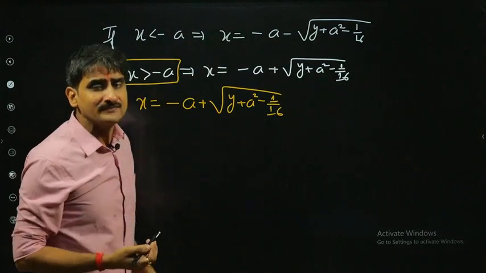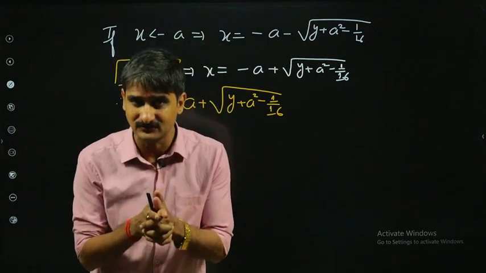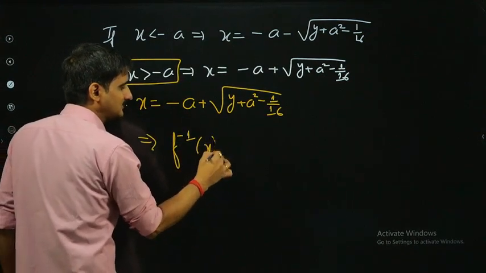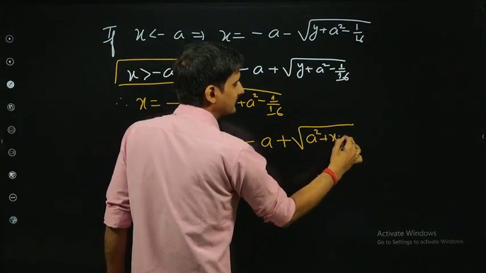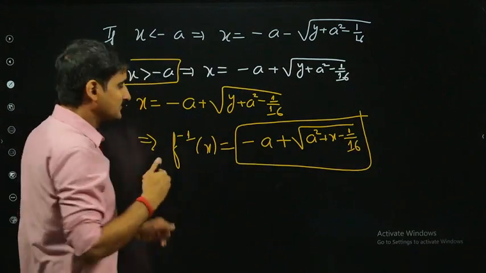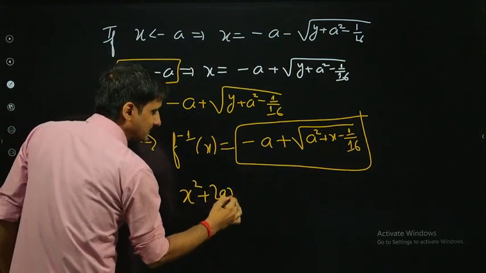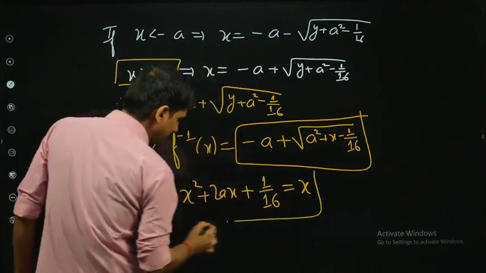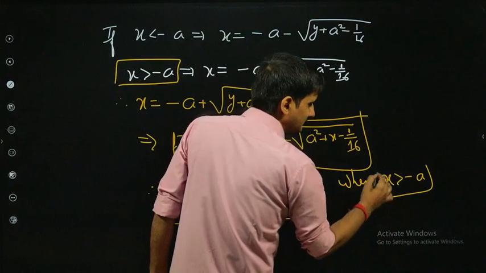Now to get the inverse, you need to interchange the positions of y and x. So wherever you have y, you will replace it with x, and of course you have x at only one place, so that means f inverse x. Just replace y with x, and that's it. So the RHS is the inverse of the LHS. Therefore, as I said, we'll be solving this equation x square plus 2ax plus 1 by 16 is equal to x, when x is greater than minus a.